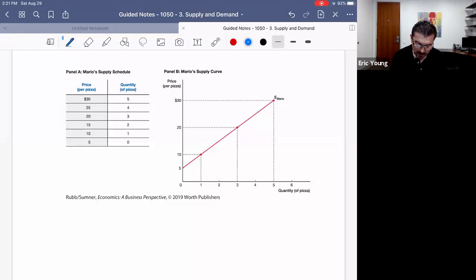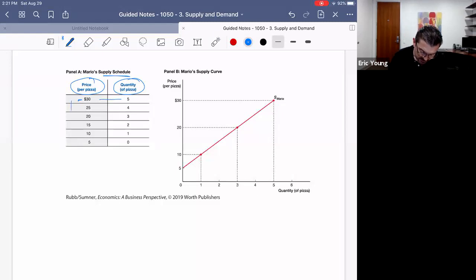And you see right here, a couple of things. On our supply schedule, you see that our columns include price and quantity supplied. Those are the two variables that we're comparing. Notice at a price of $30, so a lot for a pizza, right? That pizza better be really good. Mario is gonna wanna sell 5 pizzas.